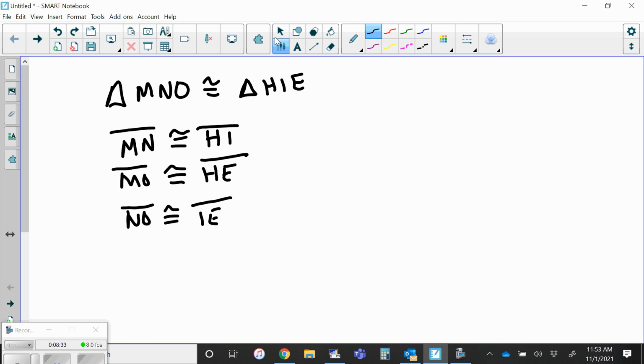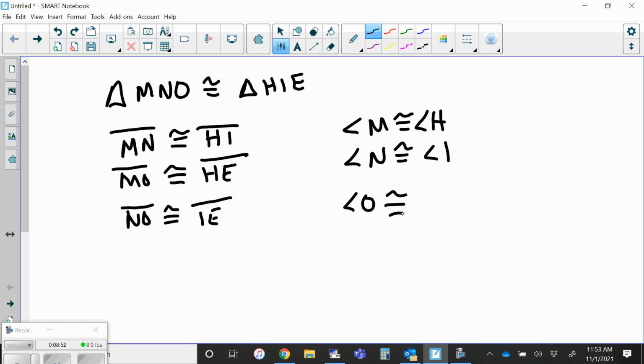If there's more, then how do I name an angle? How many points do I have to use? 3. So angle M would be congruent to angle what? Good. Angle N would be congruent to angle. And angle O would be congruent to angle.